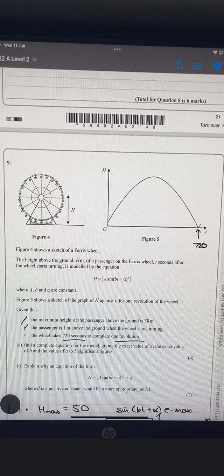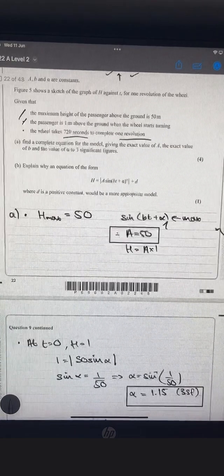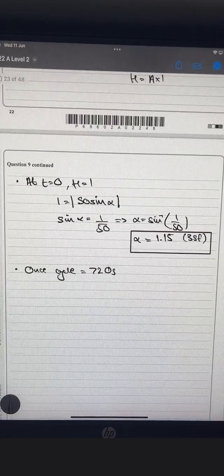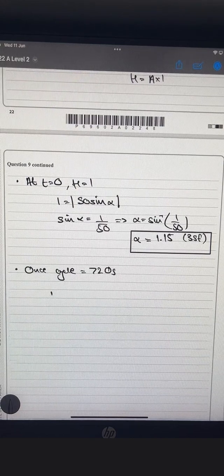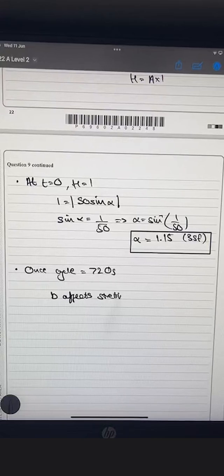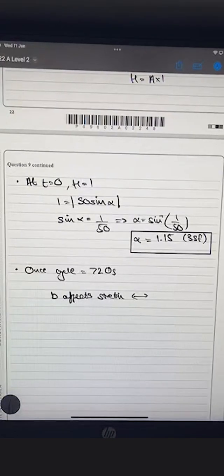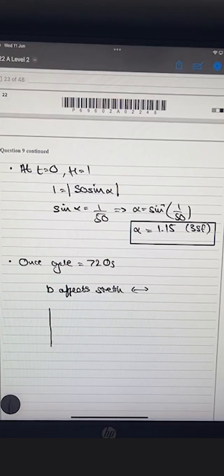All right, so what I have to do, the b is next to t, right? That's the only thing missing. I've got a, I've got alpha, I need b. The b offsets the stretch, right? Because remember, it's changing the t-axis, so it's a stretch horizontally. So b affects stretch horizontally, yeah? So if I just do my normal sine graph to see how much it has been stretched by, there's my sine graph. And I know 0, 180, 360 for reference.